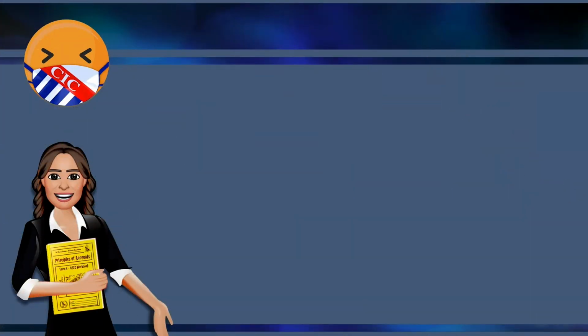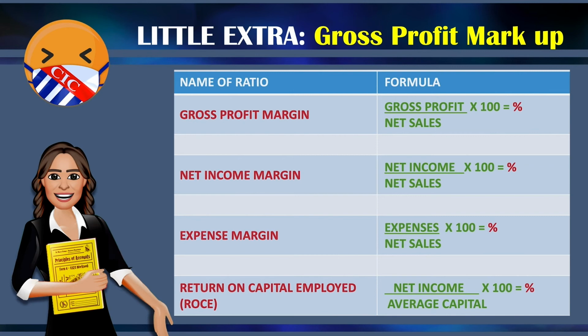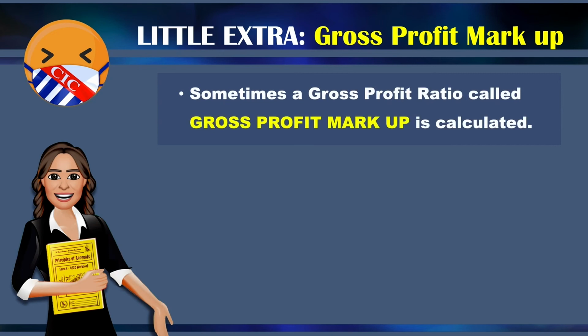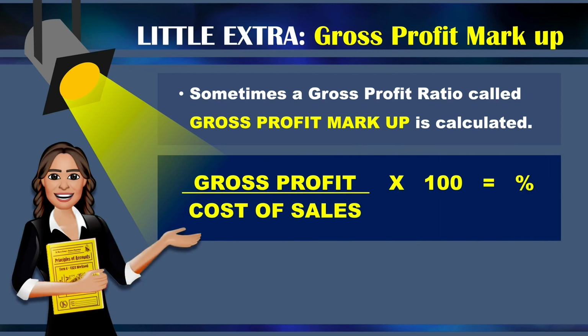We have another ratio to add to those 4 ratios. Can you remember what the 4 ratios are? Gross profit margin, net profit margin, expense margin, and return on capital employed. So we are just going to add a gross profit markup. Notice the difference. Instead of gross profit margin, this one is a ratio called gross profit markup. This is calculated using gross profit over cost of sales multiplied by 100. And it is also expressed as a percentage.